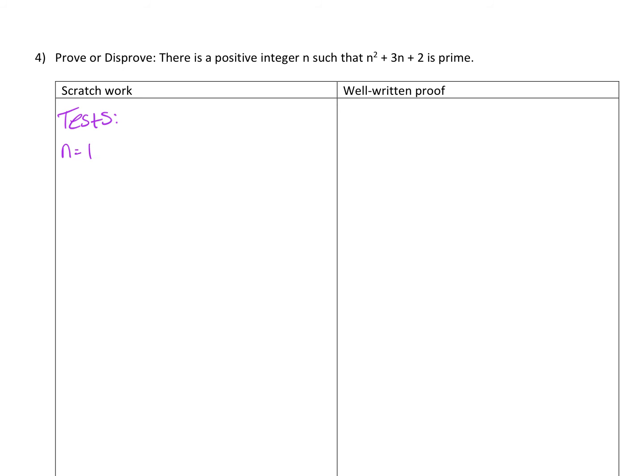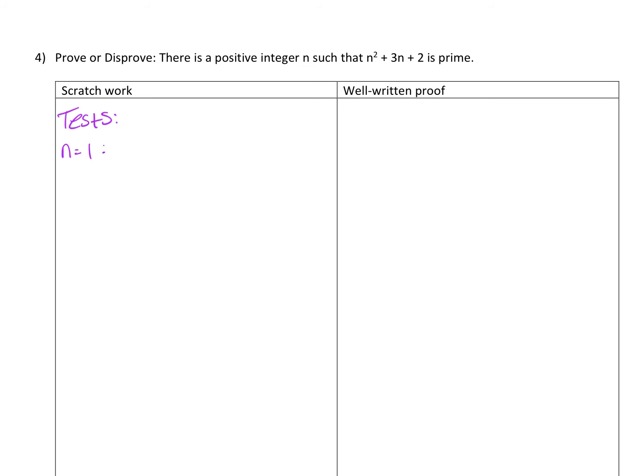Let n be 1. I'm just going to start going through the positive integers because it says there is a positive integer n, so I'm going to use positive integers only. I'm just going to test a few and see if I can find one that makes this true. If I can find one, then I'm done. That's the proof. I just have to find one positive integer that makes this expression prime. So I'll test a few and see if I think I'll be able to find one.